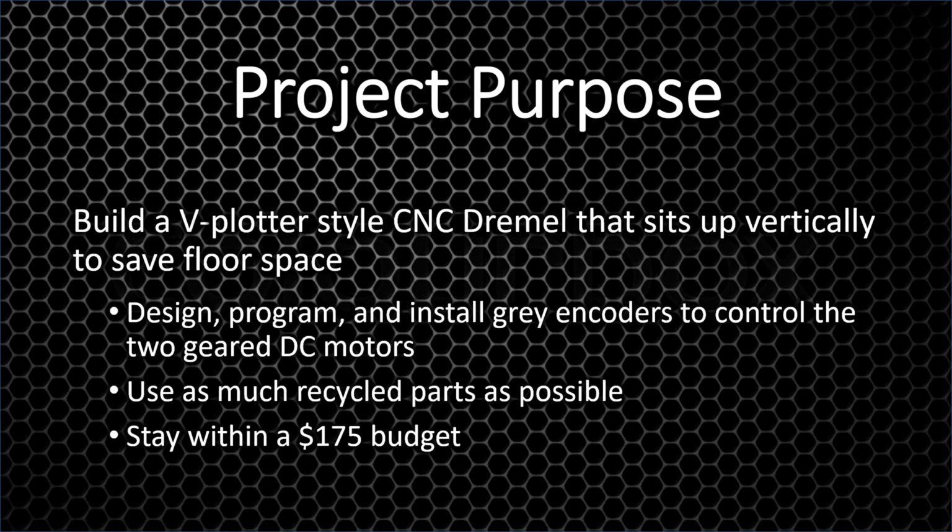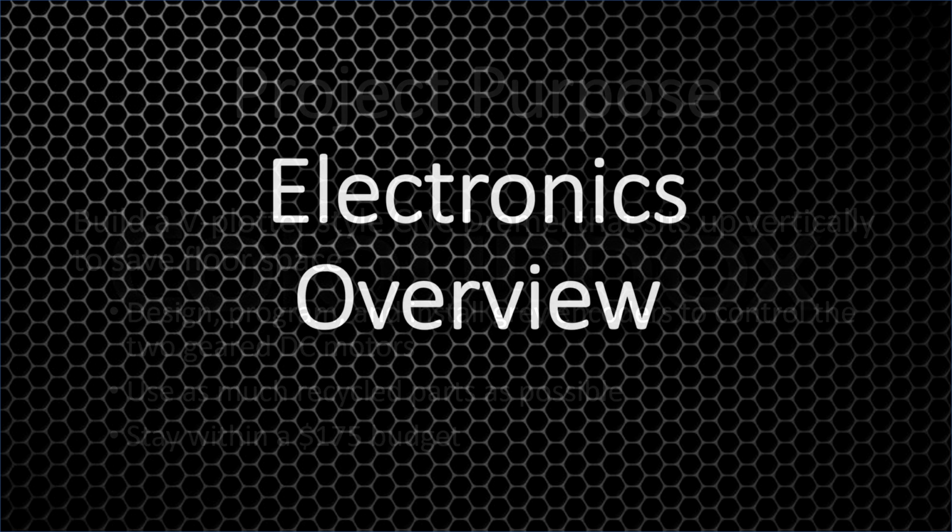Project purpose was to build a V-plotter style CNC Dremel that sits up vertically to save floor space. Some sub-purposes are to design, program, and install the gray encoders that do the positioning for the two geared DC motors. We also wanted to use as much recycled parts as possible, that way we could stay within our minuscule budget.